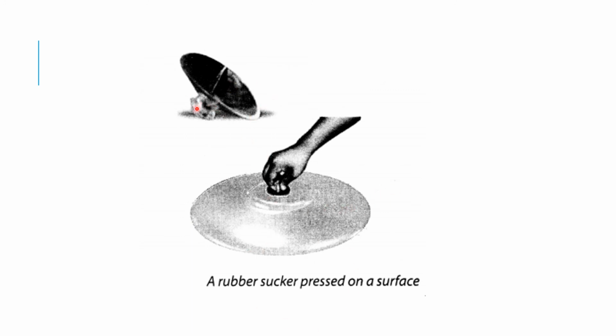If we have to stick this rubber cup on the plane surface, can we do that? And if we have to pull it out, can we do that? For that, we have to take this cup and press it on the plane surface. Most of the air between the cup and the surface escapes out. The sucker sticks to the surface because the pressure of the atmosphere acts on it. To pull the sucker off the surface, the applied force should be large enough to overcome the atmospheric pressure.